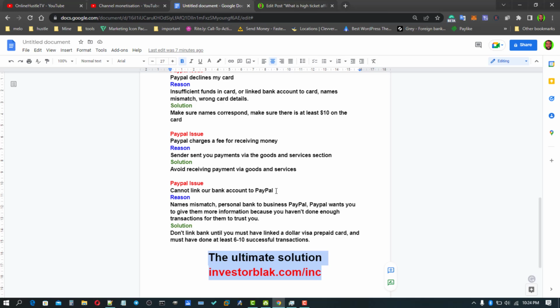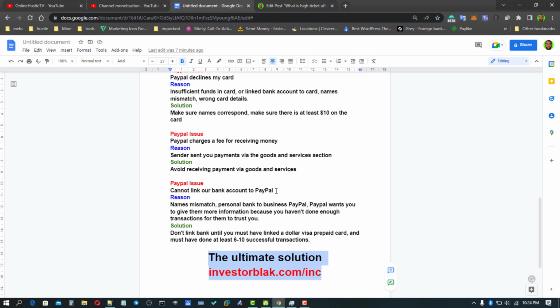Now, once you've linked your card, you shouldn't just rush to go and link your bank account simply because you've successfully linked your card. You now need to do transactions with positive accounts. You need to go to websites that are trustworthy.